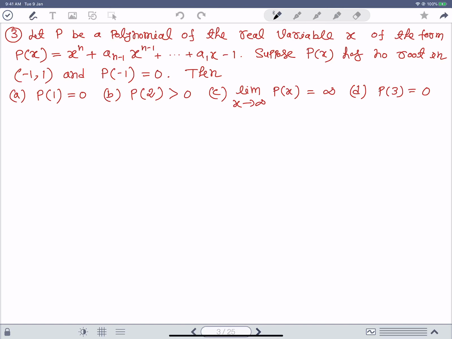Now, move to the third problem. Here it is given that P is a polynomial of real variable x, which is of this form, and suppose P(x) has no root in (-1, 1), and it is also given that P(-1) equals 0. Then we have these options. First, P(1) equal to 0, P(2) is bigger than 0, P(3) equal to 0, and limit x tends to infinity of P(x) equal to infinity.